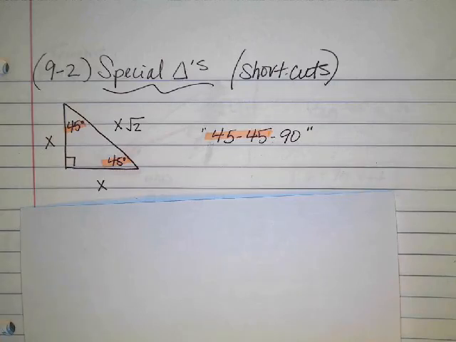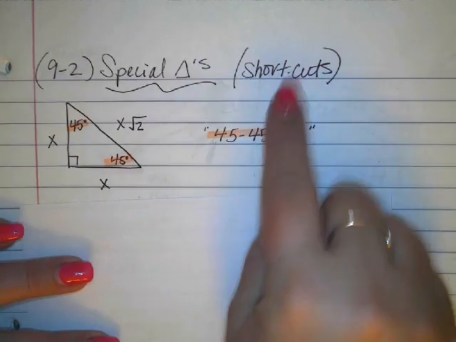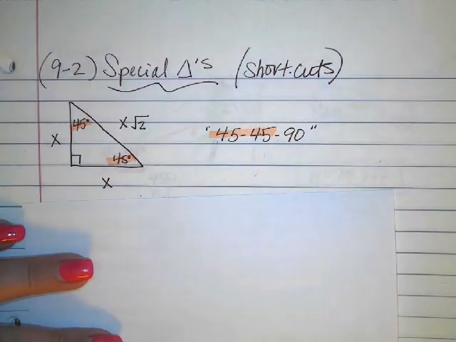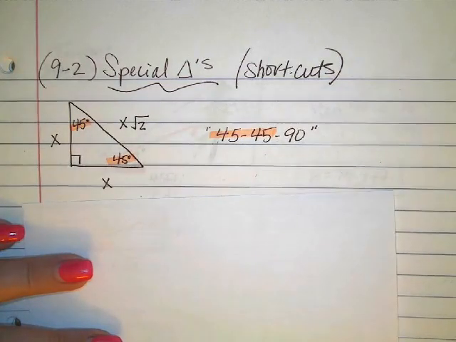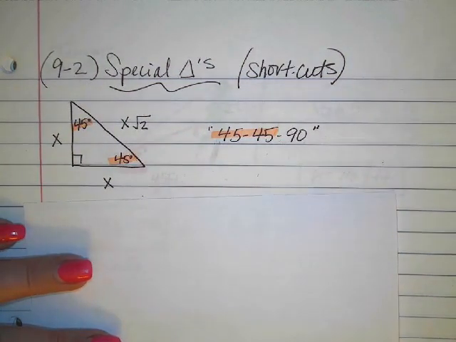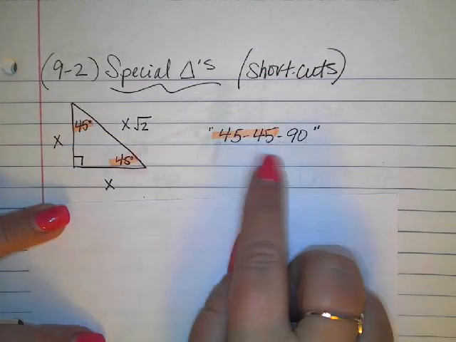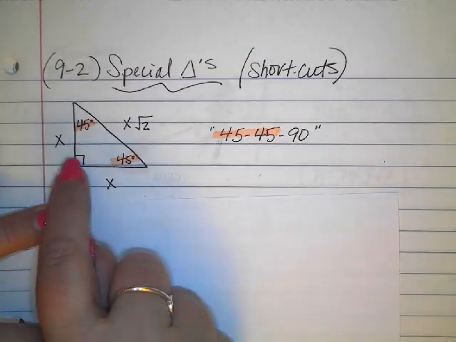Section 9.2, we have two special triangles that we're going to take a look at. These special right triangles essentially are just shortcuts. So if something doesn't make complete sense to you, you can always use the Pythagorean theorem, a squared plus b squared equals c squared.